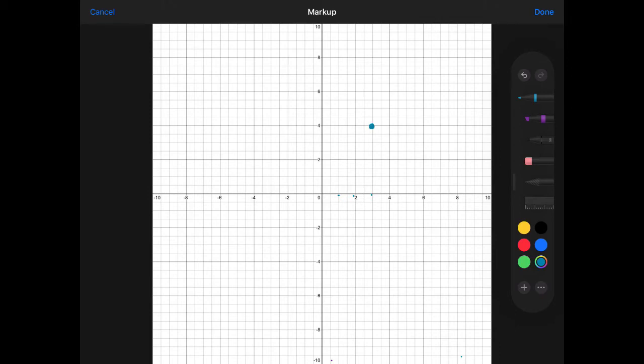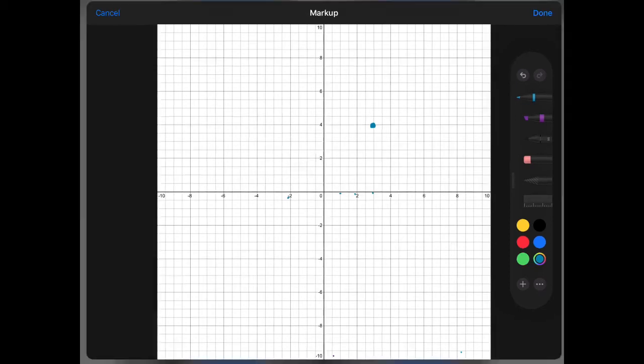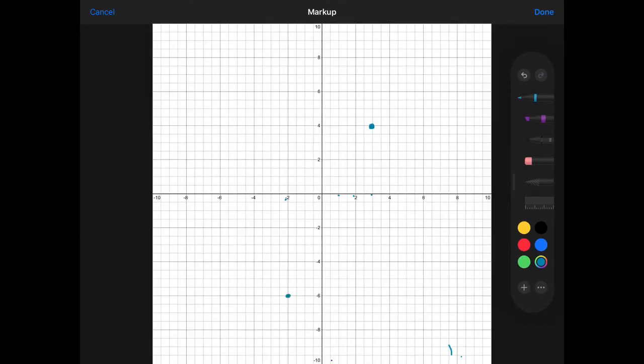What if I have the coordinate -2, -6? What would I do? My x-coordinate is -2, which means I'm going to go to the left 2. I want to come down -6. I'll place my dot right there.